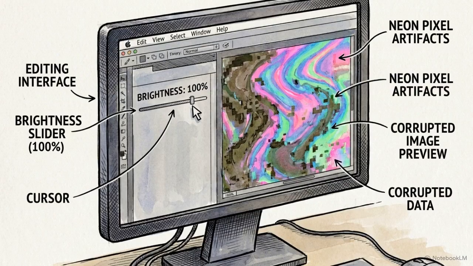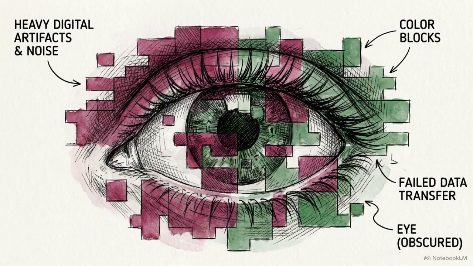Brightening a low ISO photo on a computer later only magnifies this post-converter corruption. Trying to fix it in post effectively destroys the image quality.